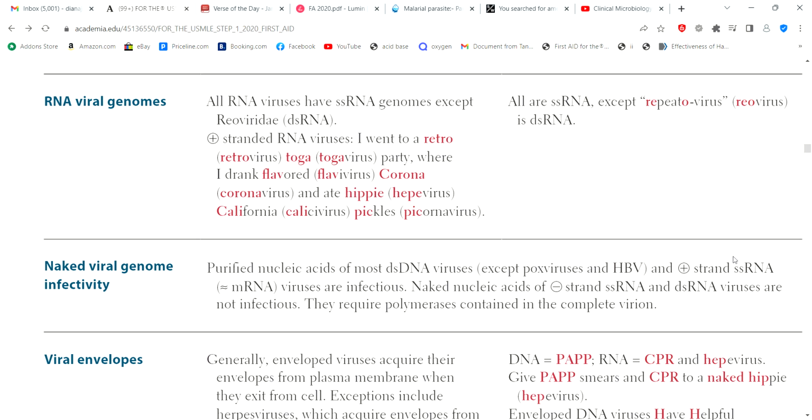Okay, so all RNA viruses are single-stranded RNA except for reovirus, which is double-stranded RNA, and the positive-stranded RNA viruses are retrovirus, togavirus, coronavirus.